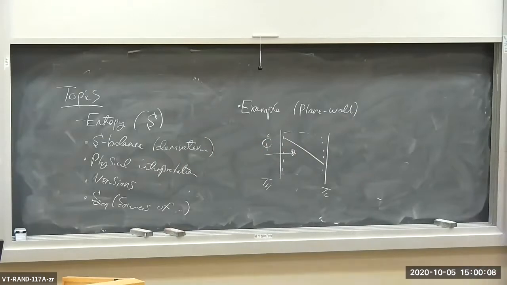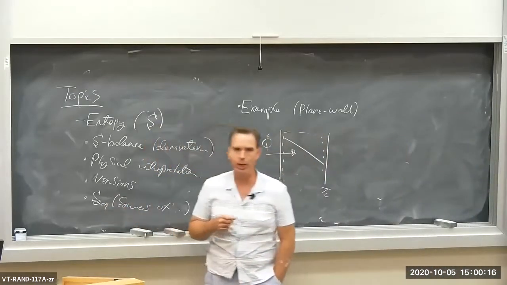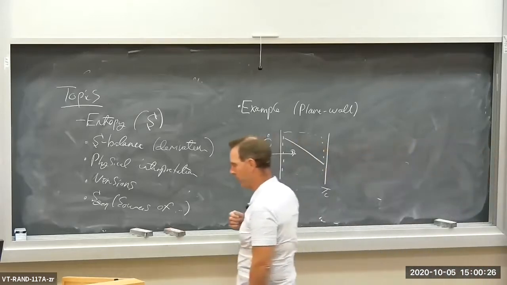Entropy is not conserved like energy. It can be generated. So we have this S-gen term, S-generated, which we'll investigate. How is S generated? Where is it generated? We'll talk about that when the time comes.